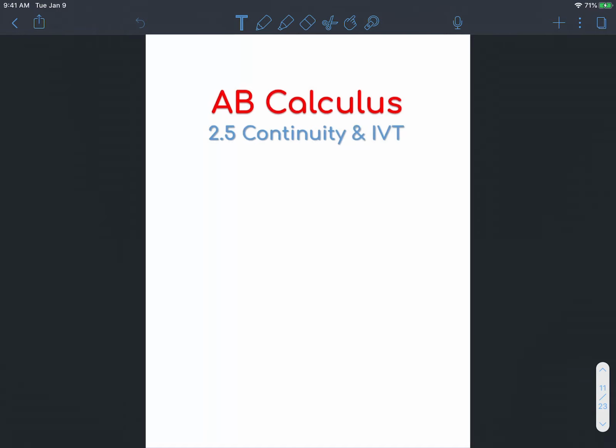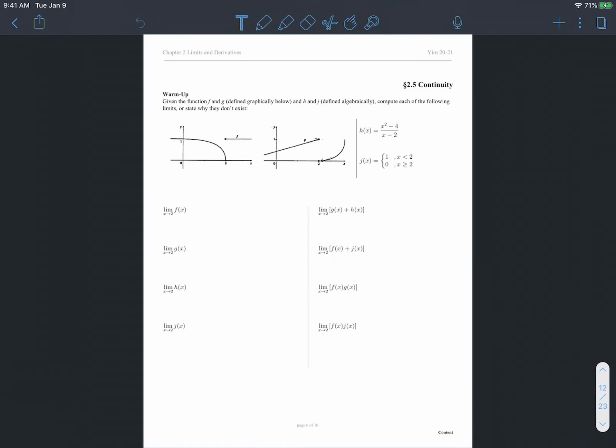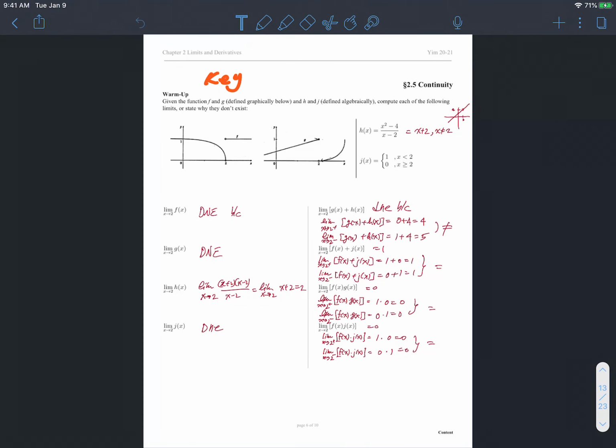AB calculus lesson, continuity and IVT. Here's a warm-up, guys. Why don't you pause the video and see if you can do these? All right, guys. I will assume that you've already tried this, and if you have not, pause the video again. All right, guys. So here are my answers.